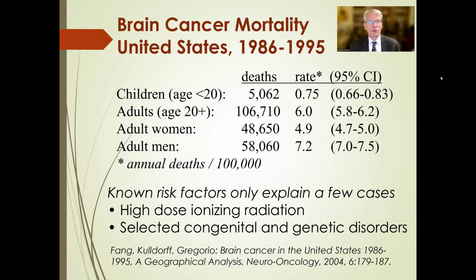So let's do another example, brain cancer mortality in the United States. Brain cancer is one of the least common cancers, but among children it's the second most common after leukemia. We don't really know too much about what causes brain cancer. There are a few known risk factors, but they explain only a small proportion of the total number of cases.